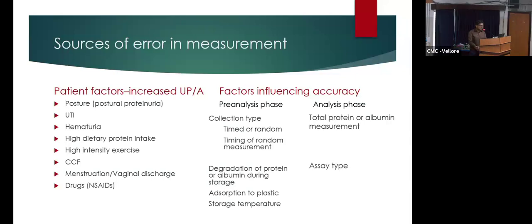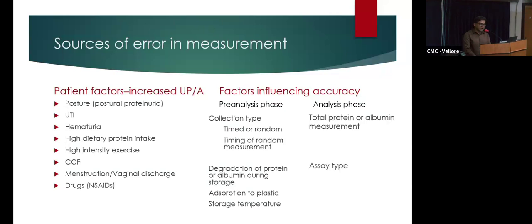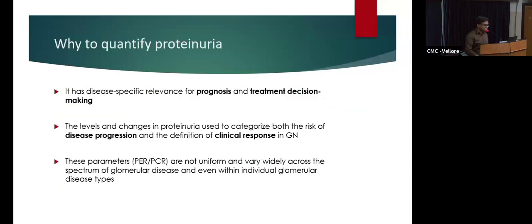In the pre-analysis phase, how we collect the sample matters, whether it is a timed 24-hour collection or a random, non-timed collection. Another thing is, if we store the sample for a long time, it may lead to degradation of the protein or absorption of the protein into the plastic container. In analysis, whether total protein or only albumin is measured, and what assay type is used matter. The immunoturbidimetric method is the most correct method.